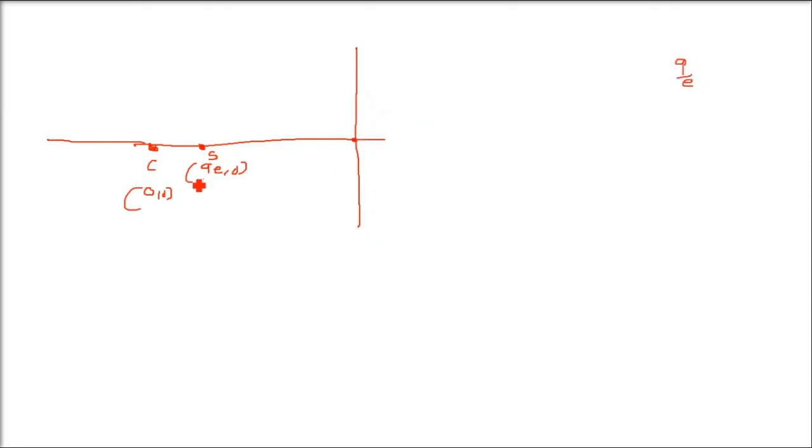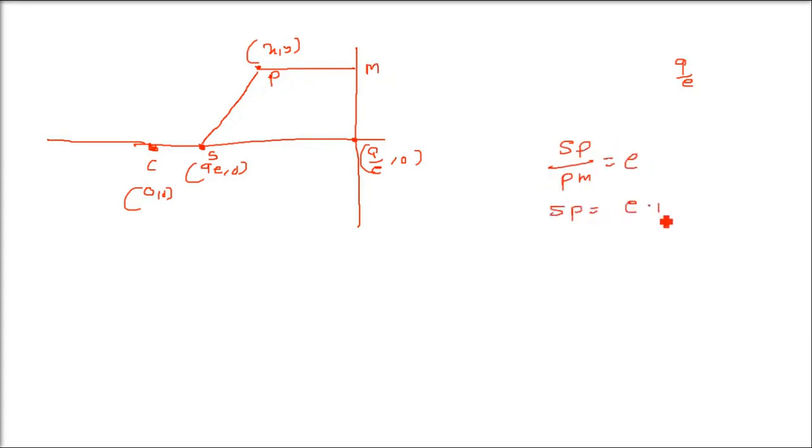Now what is the distance of this K from the center? It's A by E, because we have taken C as 0, 0, so it will be A by E, 0. Now we have a point XY. The definition is that the ratio of the distance of this point from the focus to its distance from the line should be E. So I am saying that SP by PM equals E, the eccentricity. E is less than 1. SP equals E times PM, square them: SP square equals E square PM square.